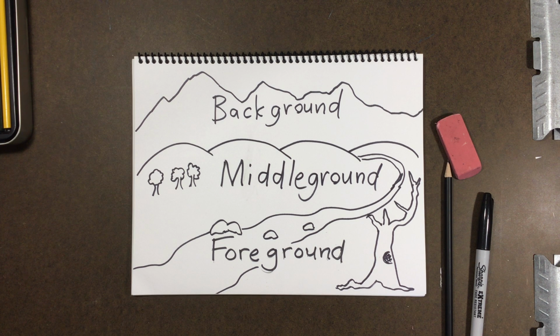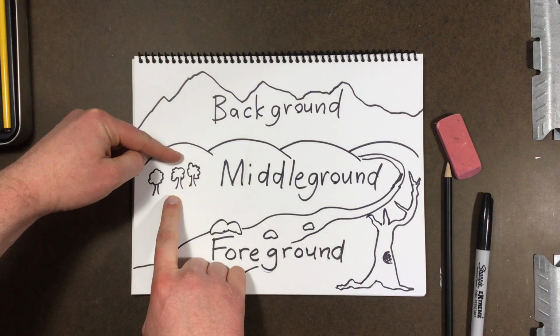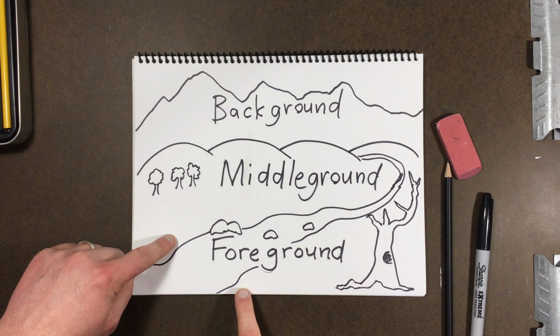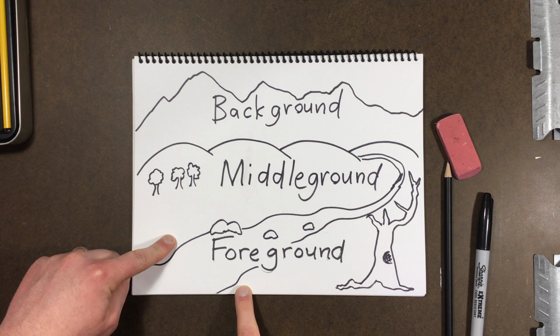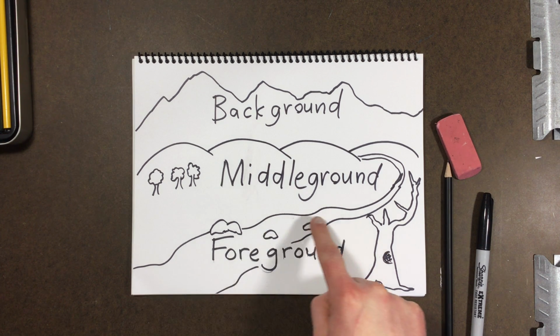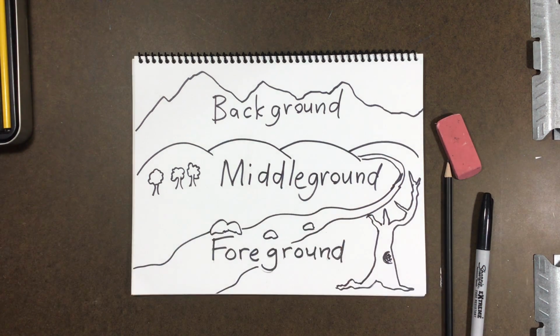In the foreground, things are going to be really large. As you can see, in my foreground, I have this dead tree, and it's really big, especially when you compare it to the middle ground. I also have a small stream. It's the largest in the foreground because that is the closest thing to us. It gets smaller and smaller and smaller until we get to the middle ground.